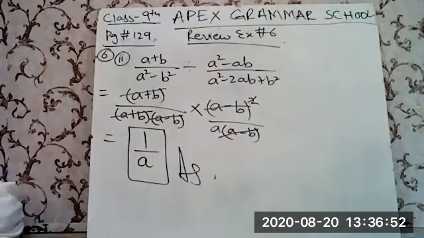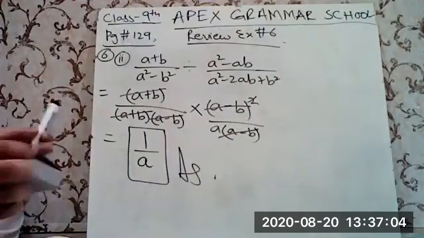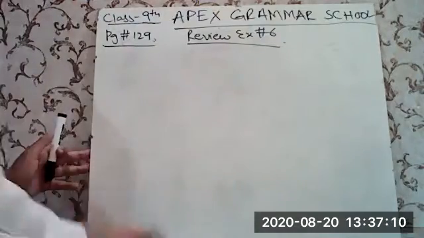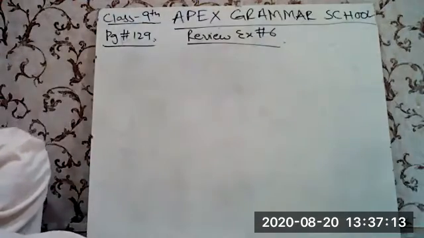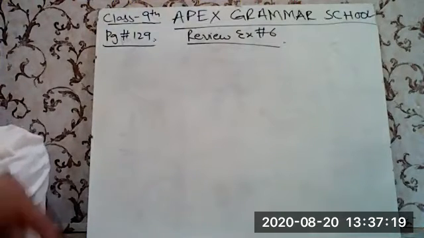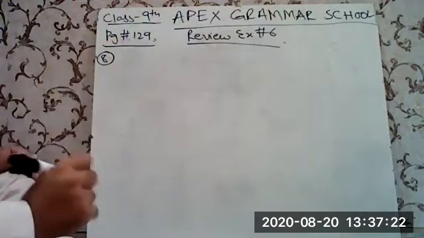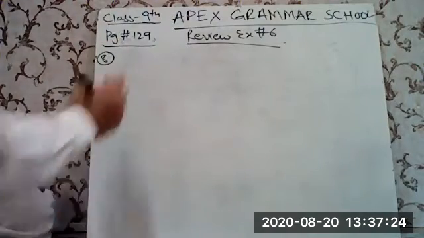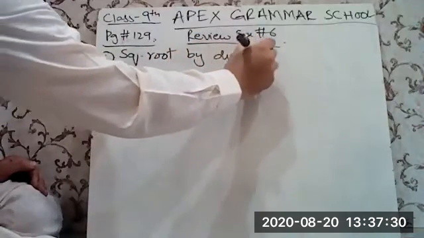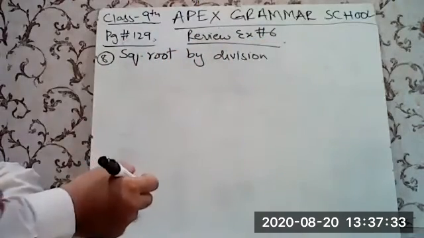Now this was your question number 6. Now we will discuss question number 7, square root by factorization. Actually, question number 7 and question number 8 are same, so question number 8 will be the best option, square root by division. We have already done this from exercise 6.3.